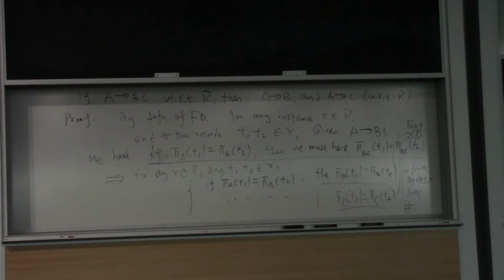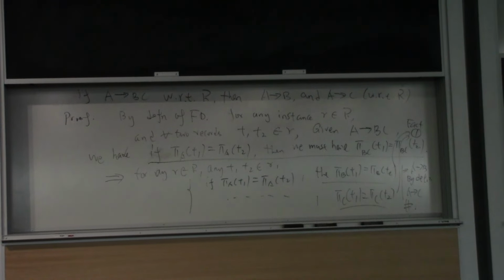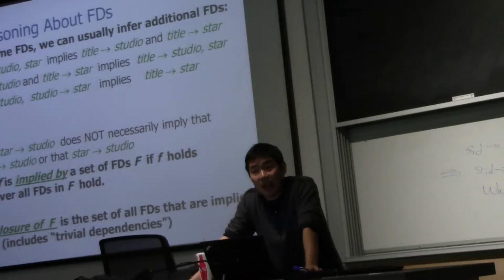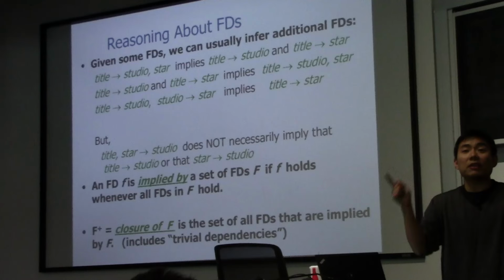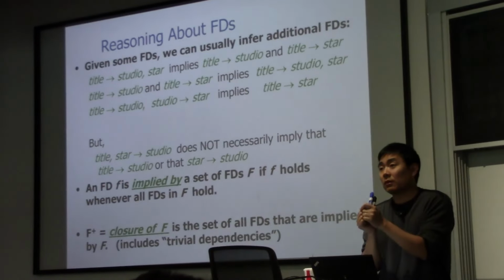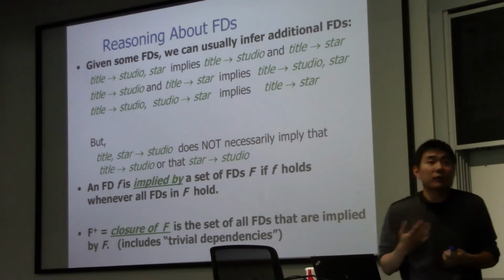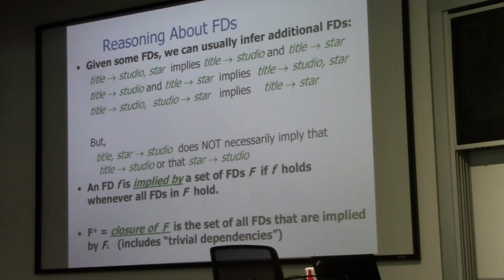And the next one is interesting. If title determines studio and title determines star, they imply title determines studio and star. Meaning not only can you break them, you can combine them back as well. This is also very intuitive. I'm not going to go through the proof, but the proof is similar.